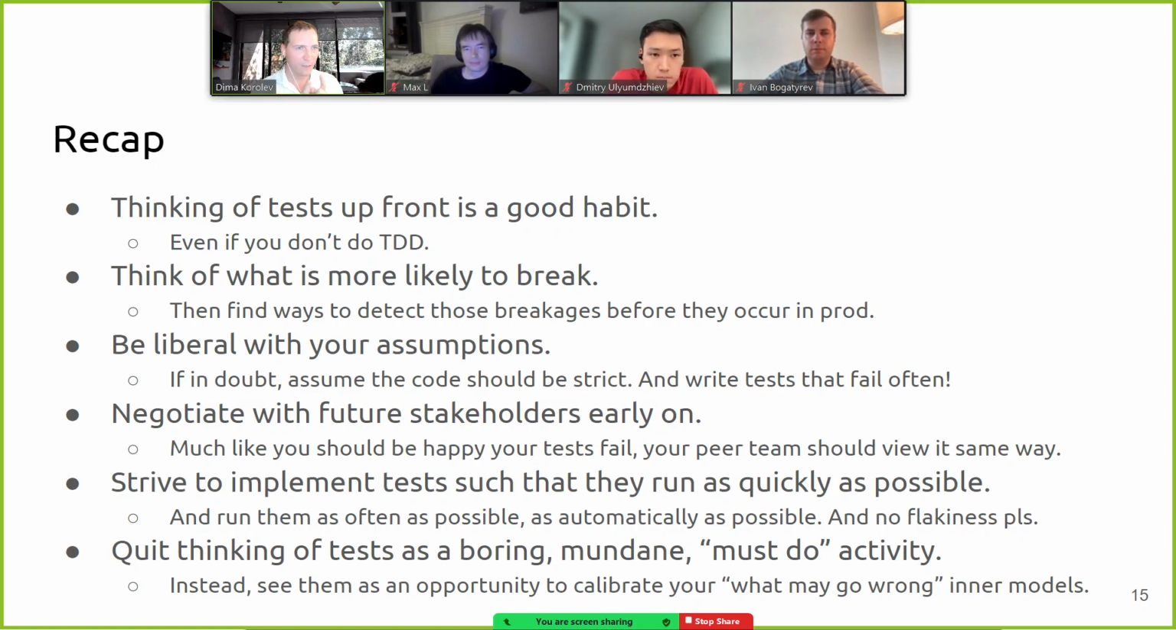Recap. Do think of tests up front. I never fully endorsed TDD, test-driven development. I was never against it. I never said no to that, but I never thought it's like a mantra to live by. Sometimes I do it myself.